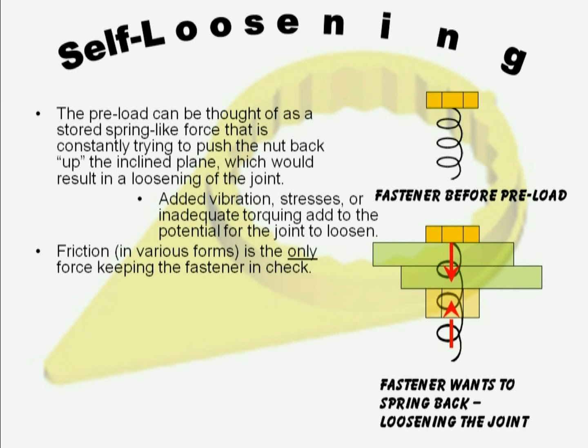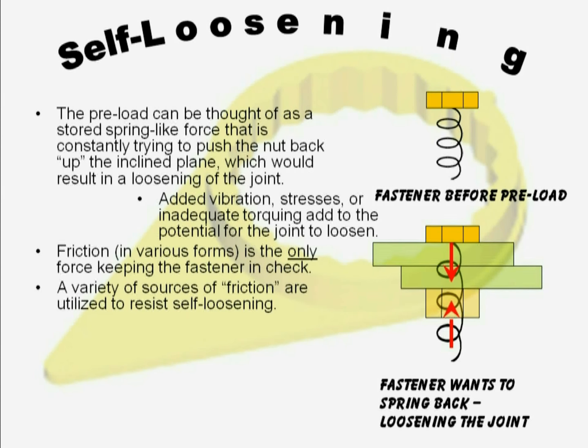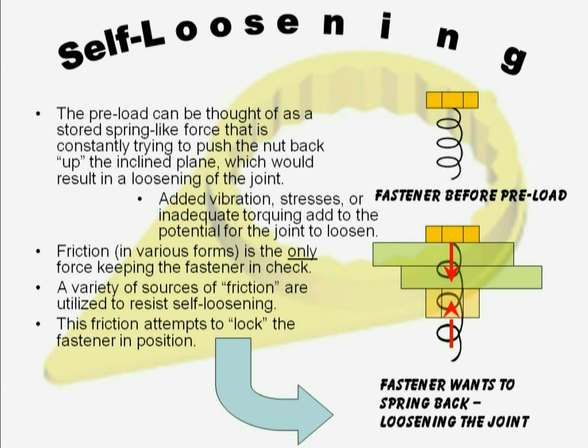Friction in various forms is the only force keeping the fastener in check. There's a variety of sources of friction that are utilized to resist the self-loosening. This friction attempts to lock the fastener in position.